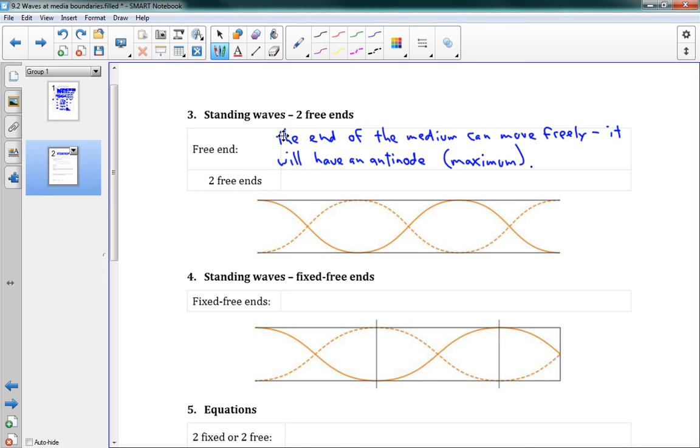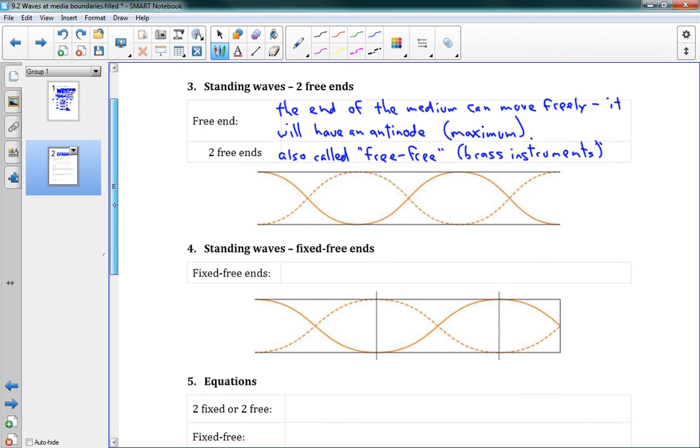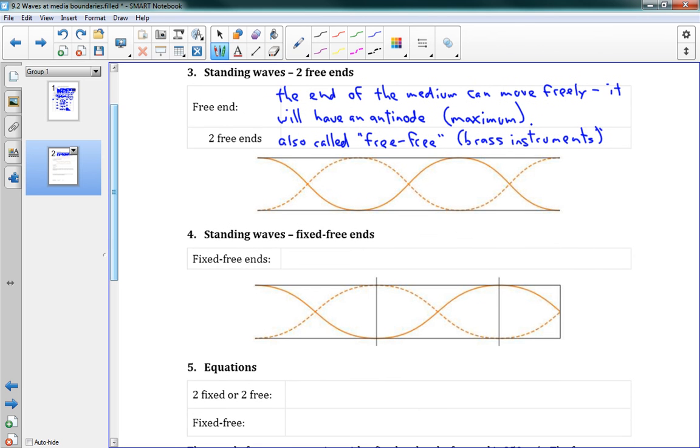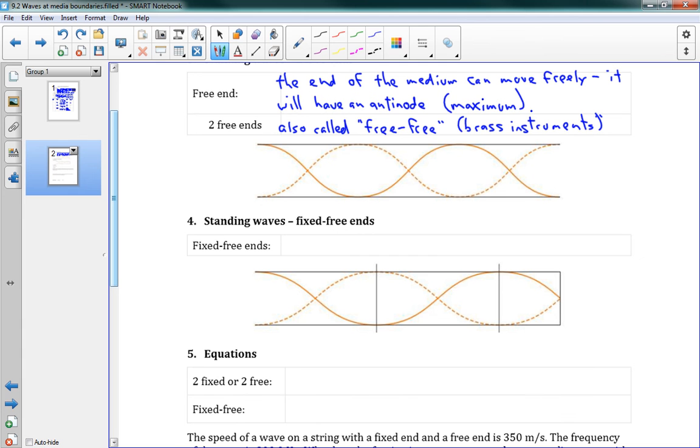If we have two free ends, this is also called free-free, and we see this the most in brass instruments. I won't get into the details of why those are in brass instruments, but if you want, we might actually talk about that a bit in class. I'll bring in my instrument. We can take a look at what that's doing.